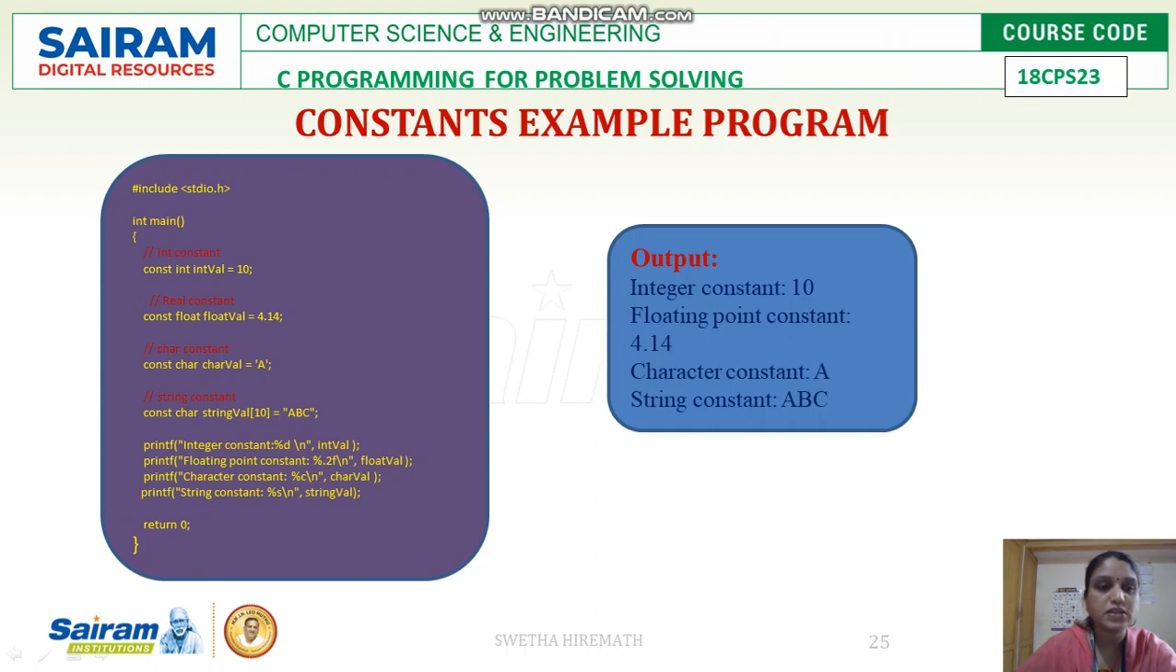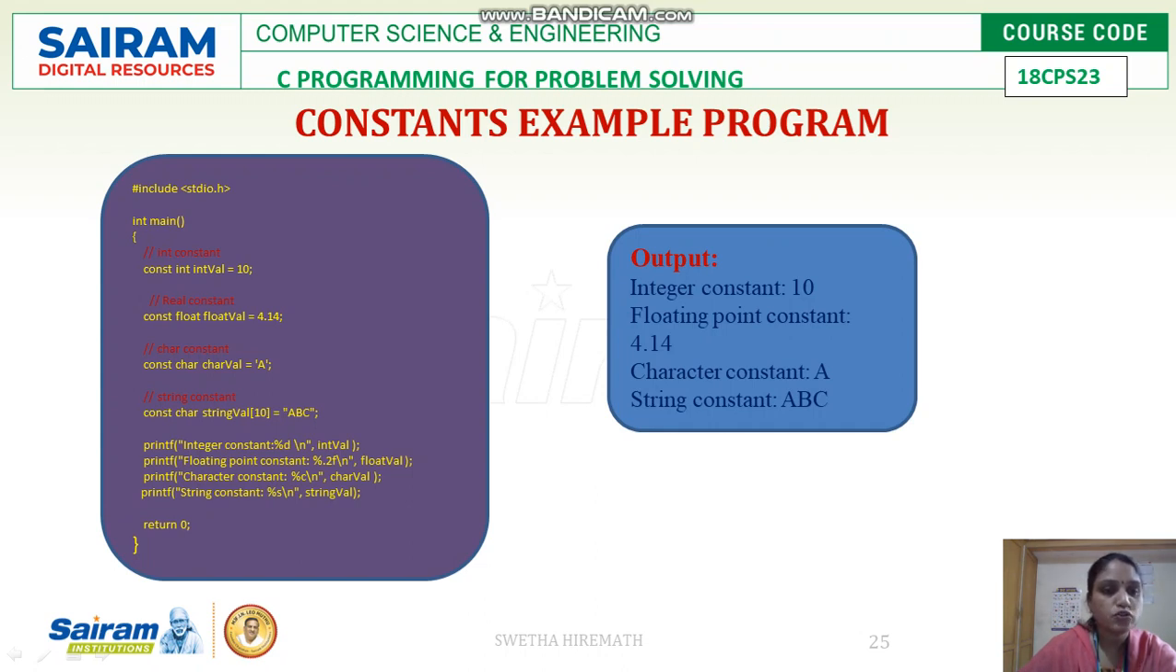Int value is a variable name of integer data type, and we have given the keyword const, which represents that this value will remain the same throughout the execution of the program. Even the float value we have given as const, so the value is 4.14. The char constant is stored in char val and it is a, and the string constant is stored as abc, and it can hold a maximum of 10 characters.